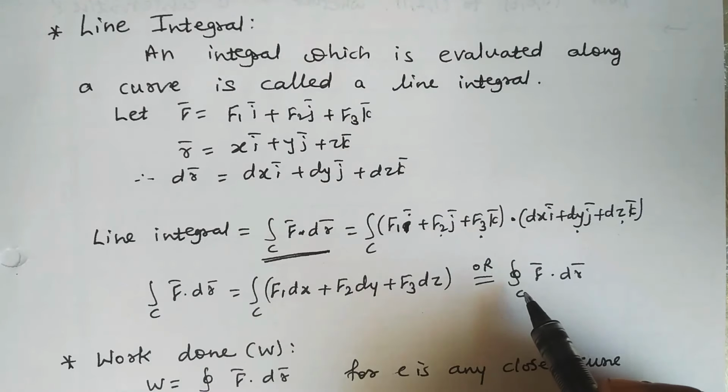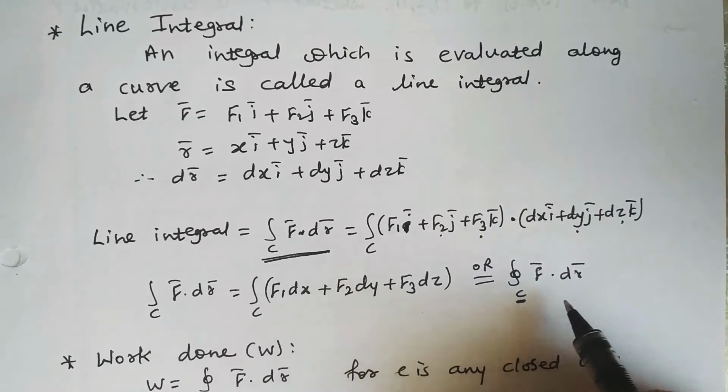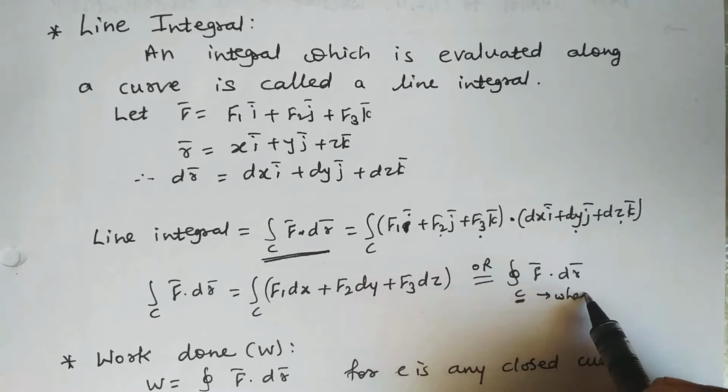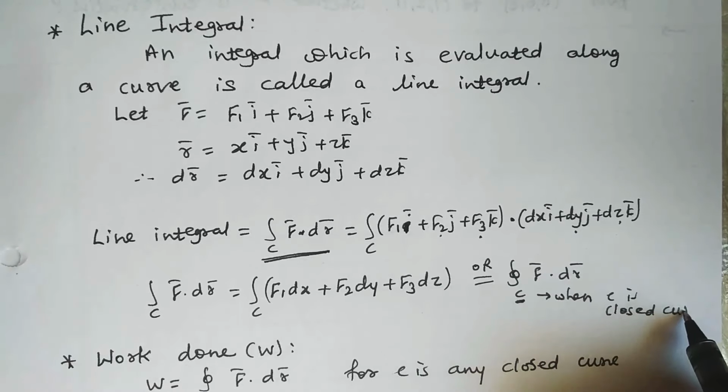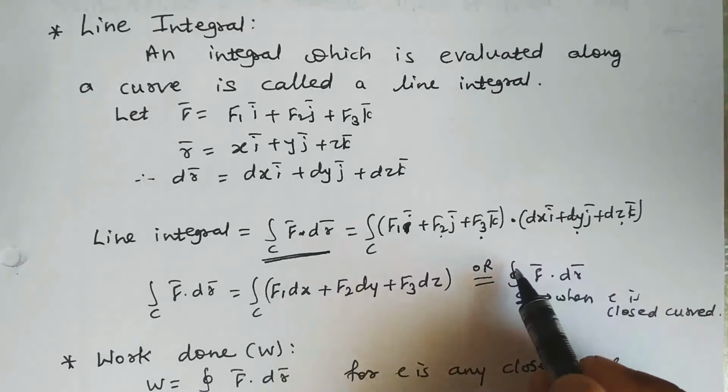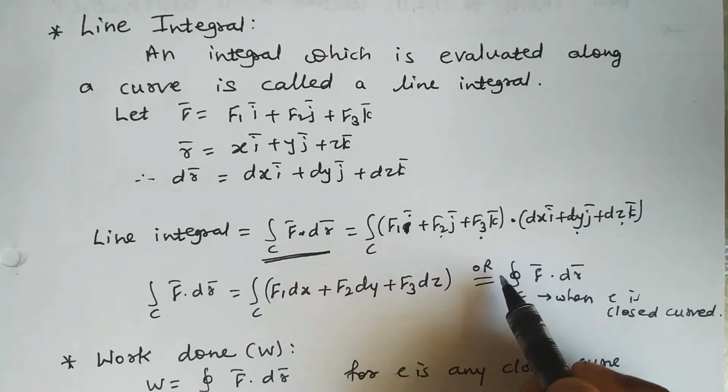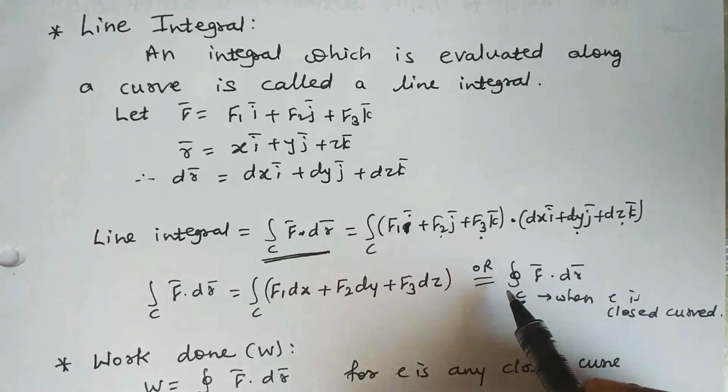This is read as closed integral over C. So how to use or when to use this closed integral? When C is a closed curve, then we can use a circle in between the integration sign, that is called the closed integral.